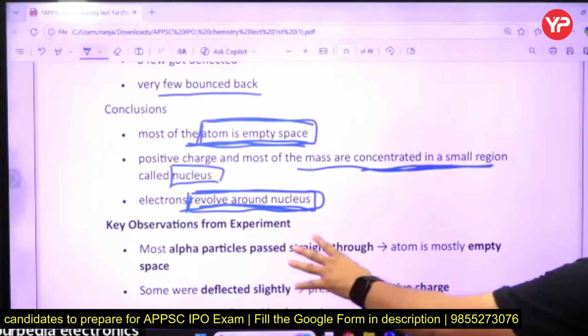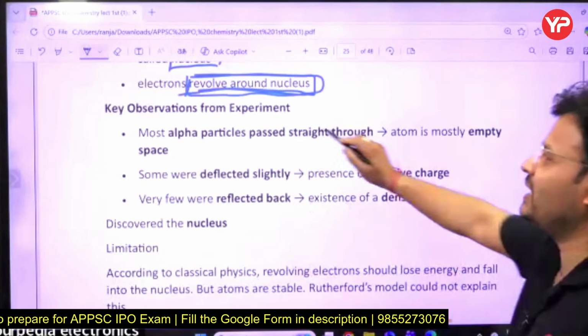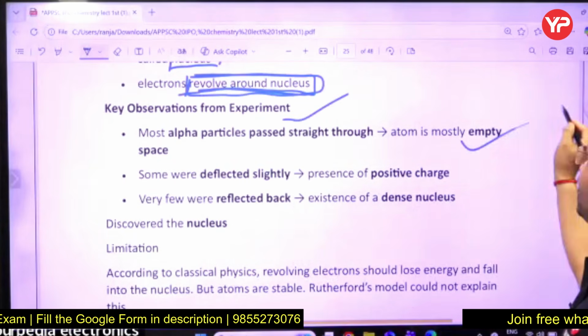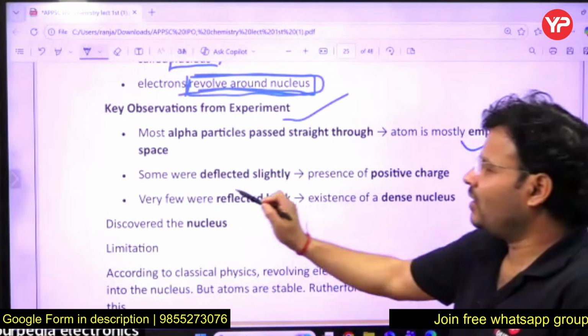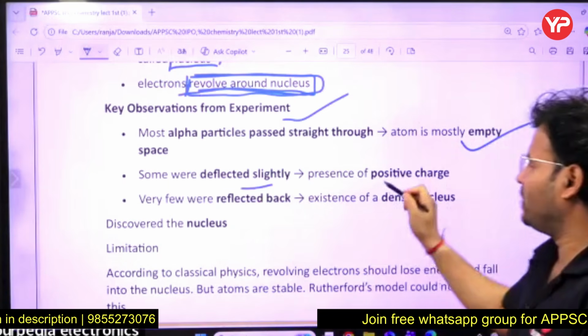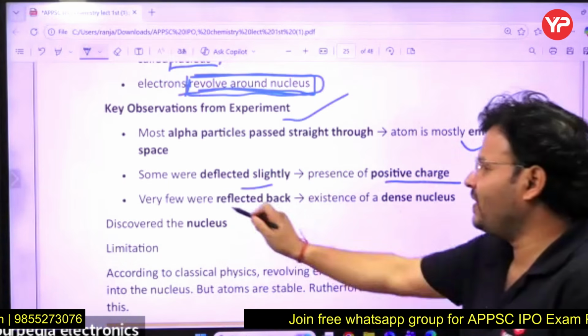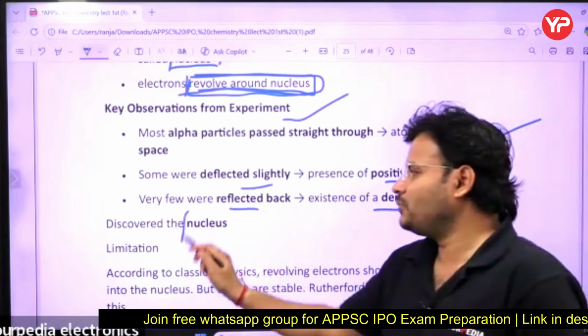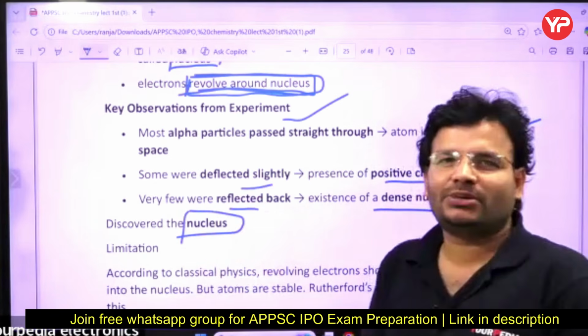Now, whatever I have told, the key observation, I'll repeat a second time: most alpha particles pass through in a straight line, meaning the atom is mostly empty space. Some are deflected, showing the presence of positive charge, and very few are reflected back, showing the existence of a dense nucleus. That is the discovery of the nucleus, as I have told you. Now, what is the limitation of that model?